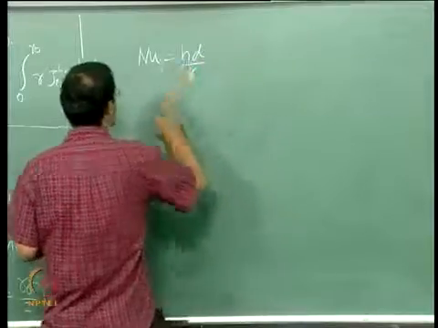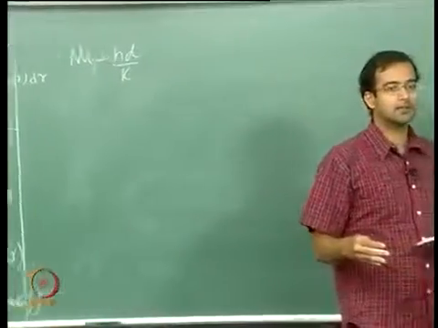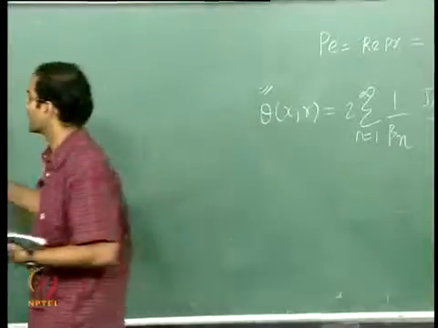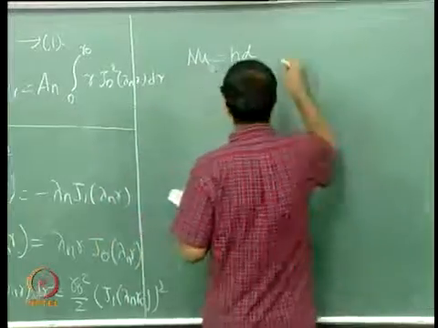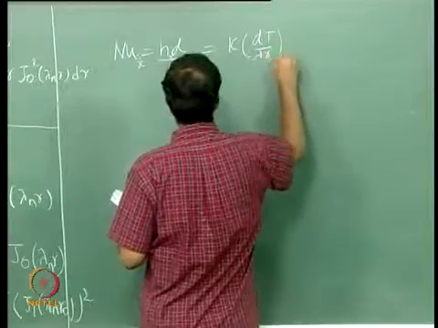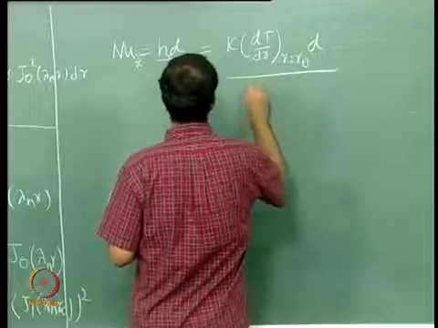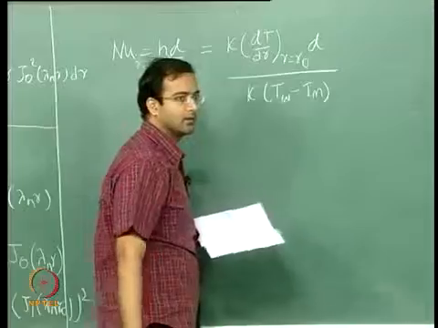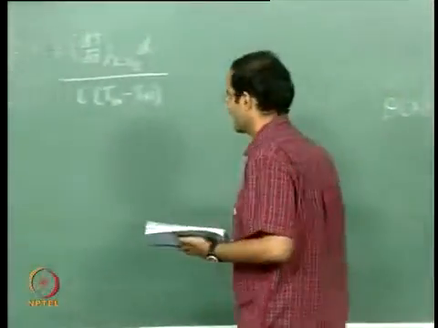You should be careful here that in the case of thermally developing flow, your h is not a constant, h is a function of the axial location. So this should be strictly speaking h subscript x. So now you define this as k dT dr at r equal to r naught into d by k into T wall minus T mean. This is how you express your heat transfer coefficient, wall flux divided by temperature difference.